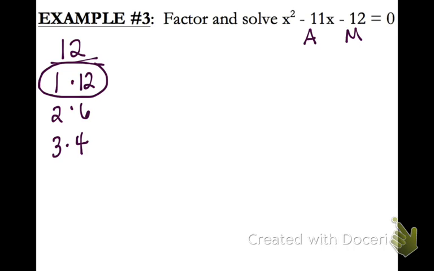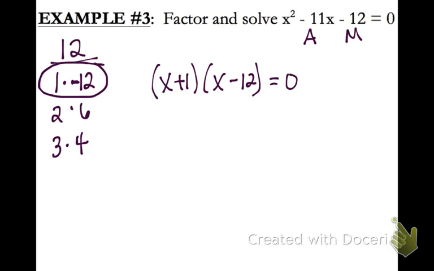I need to think about whether I should make the 1 negative or the 12 negative. I want my answer to come out negative whenever I add them, so it's going to be a negative 12 here. So a positive 1 and a negative 12. So my factored form is x plus 1 and x minus 12. Again, I got the 1 and negative 12 because they both multiply to negative 12 and they add to negative 11. So there's my factored answer.